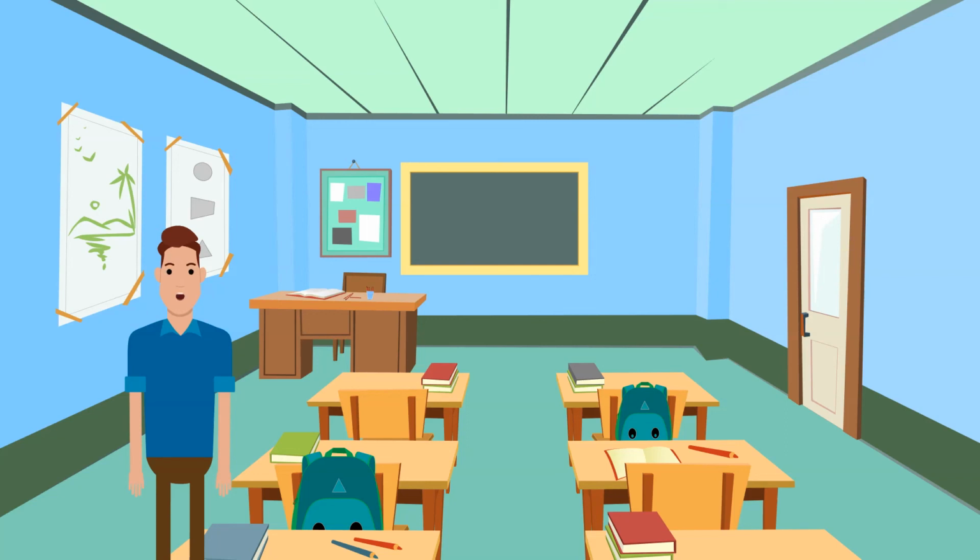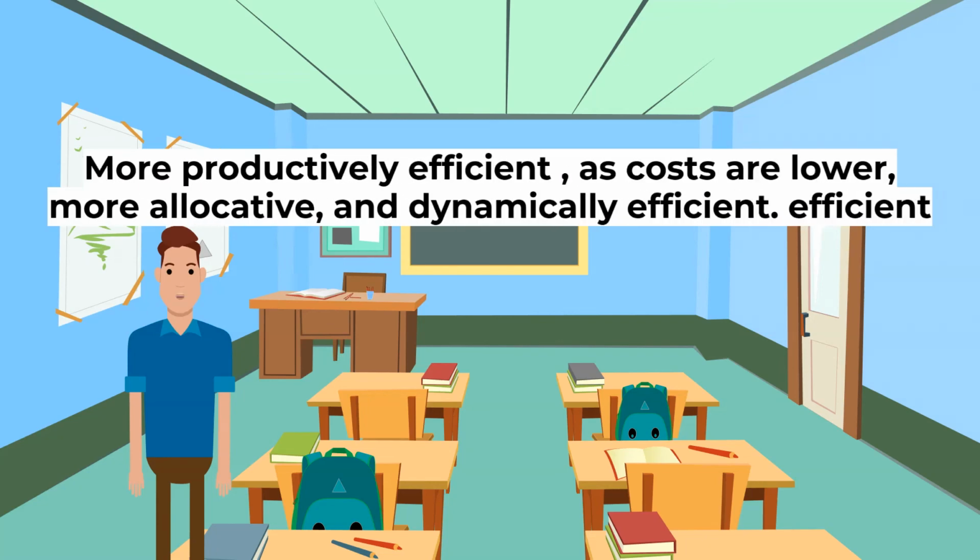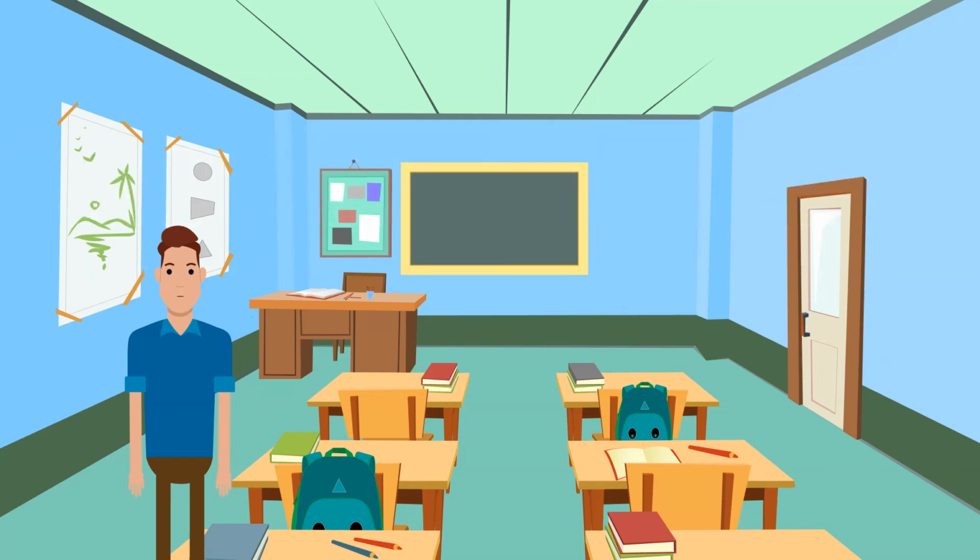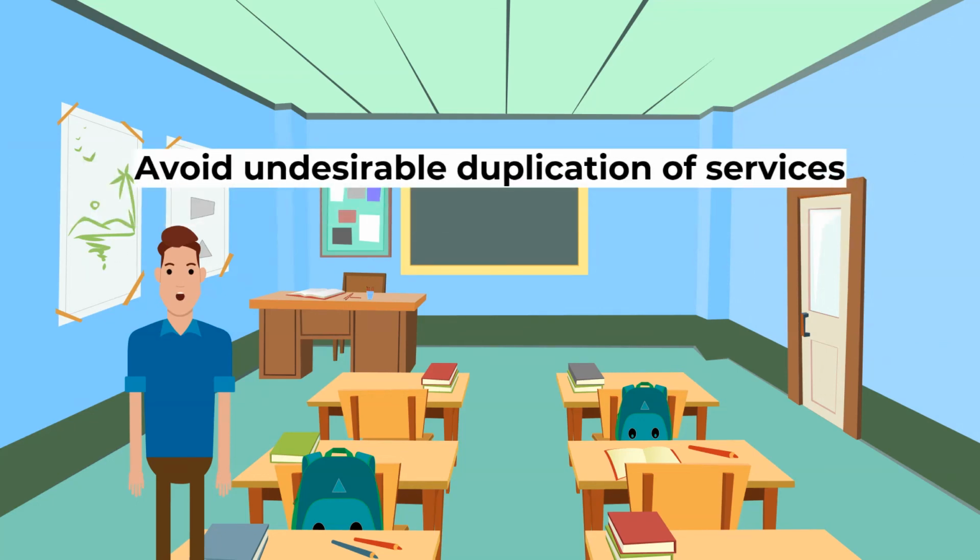It is argued that monopolies will have large retained profits and will be able to exploit new products or production techniques without worrying about competitors. This would make them more productively efficient, as costs are lower, more allocative efficient, as there are new products in the market, and dynamically efficient. Also, monopolists avoid undesirable duplication of services and prevent a misallocation of resources.